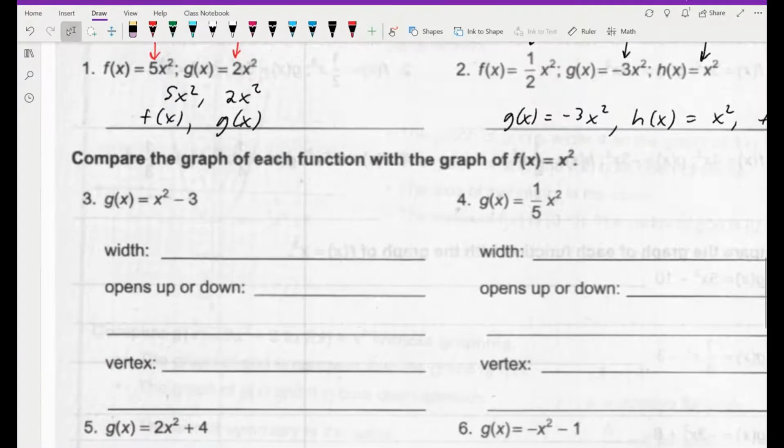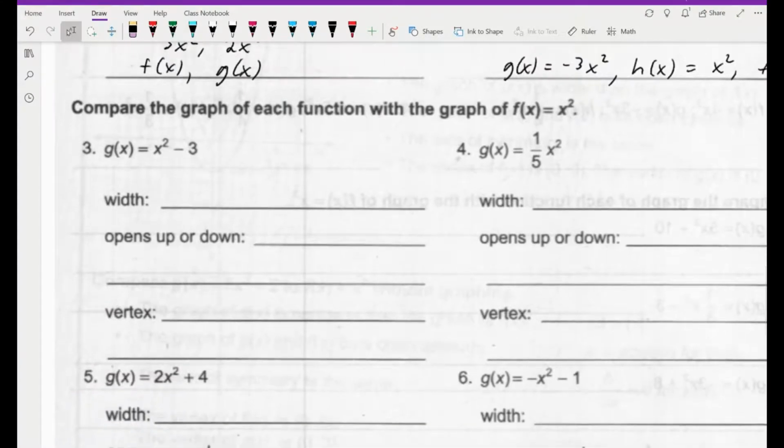Number 3. Compare the graph of each function with the graph of f of x equals x squared. So we're comparing each time to this x squared graph. The x squared minus 3. Well, the same number of 1 is in front of both. So the width is the same. Opens up or down? Well, it's a positive x squared minus 3. This right here is a positive 1. So it opens up. The graph would be opening upwards.